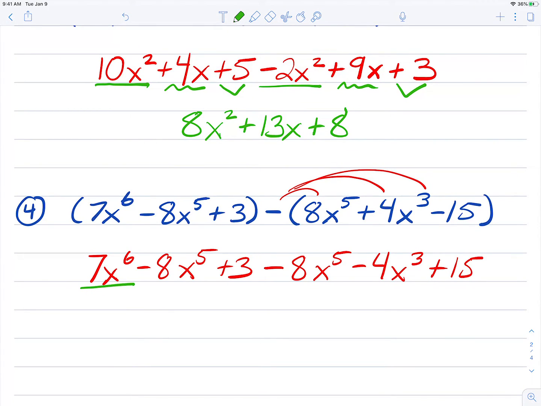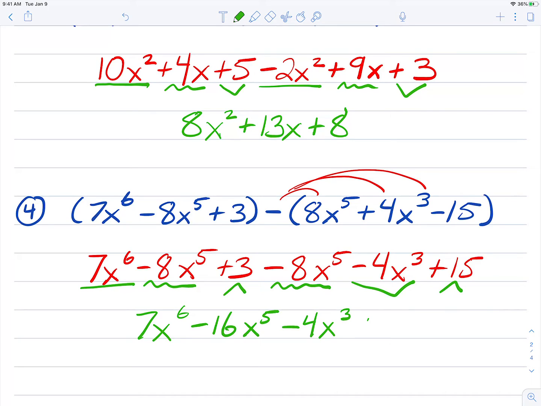Okay, this 7x to the 6th power is our only x to the 6th and is our highest term, therefore it's our beginning. We have a negative 8x to the 5th and a negative 8x to the 5th, not 0, be very careful on that. That is actually a negative 16x to the 5th. Our next highest would be this x cubed, and there are no other x cubes, so we have a negative 4x cubed. And our constants, we have a plus 3 and a plus 15, so that's plus 18 altogether. And if I double check my exponents, they are in order. Therefore, I have put it into standard form.